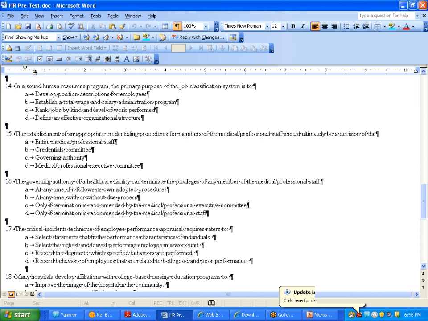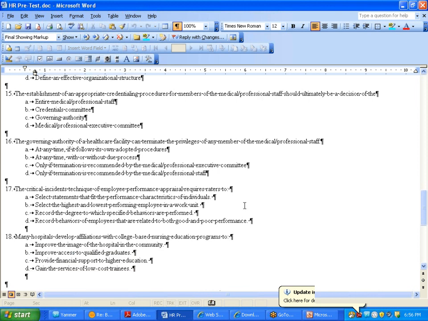Frank, you want to go to 15? Yeah, that'd be fine. The establishment of appropriate credentialing procedures for members of the medical professional staff should ultimately be a decision of the A, entire medical professional staff, B, credentialing committee or credentials committee, C, governing authority, D, medical professional executive committee. And I went with C on this one. Yeah, again, we've had this question before, so it is C. The board, the governing authority, sets the ultimate decisions. Good job. Thanks. Got that one right. There we go.